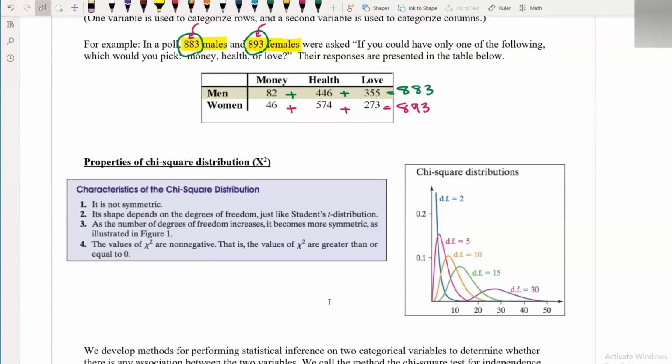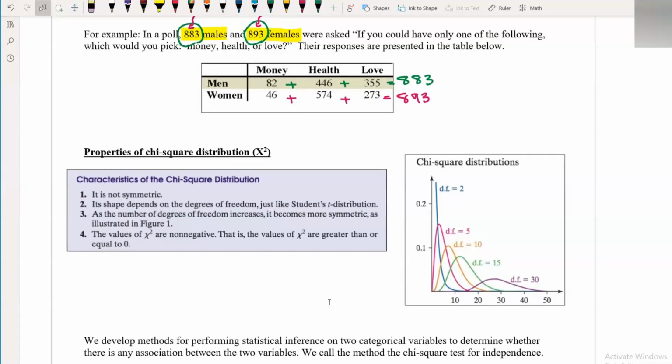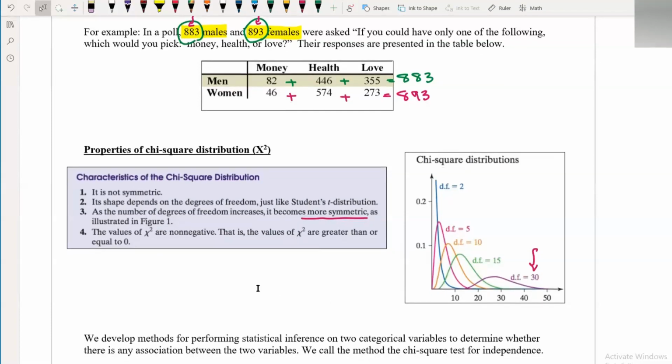Now on this part, here is the chi-square distribution. Number 1, it is not symmetric. As you can see, based on what we have here, these are not symmetric. But if we increase our degree of freedom, from degree of freedom equal to 2 to 30, it is more symmetric. So it's more symmetric when we increase our degree of freedom. The shape of the distribution depends on degree of freedom.